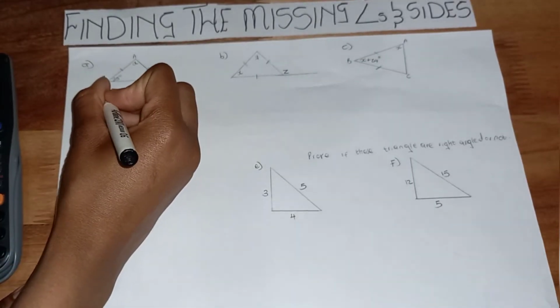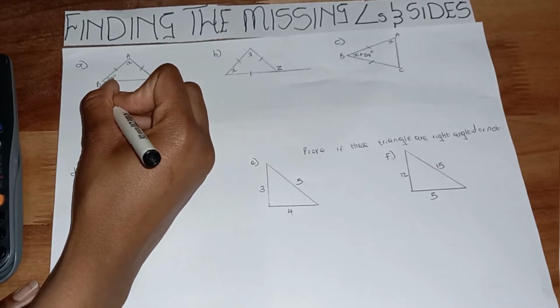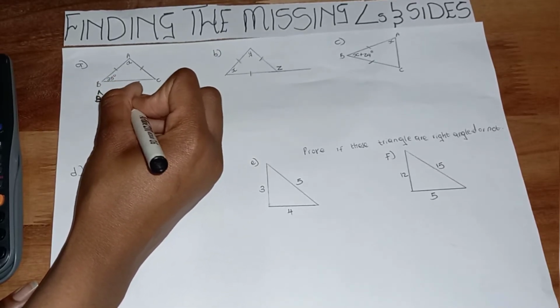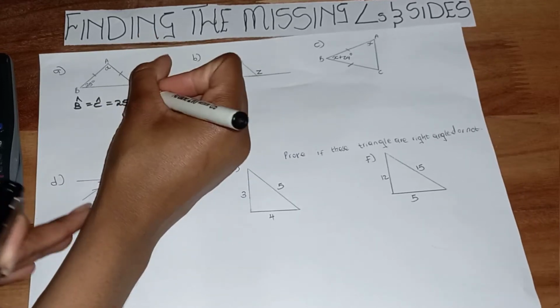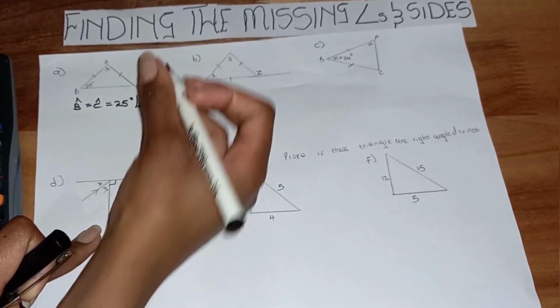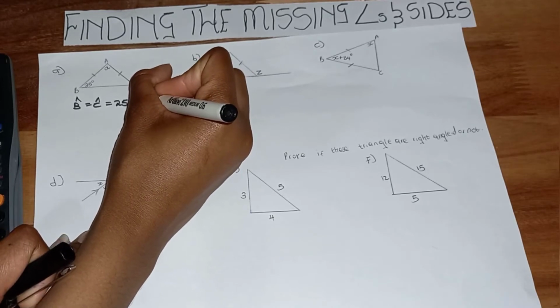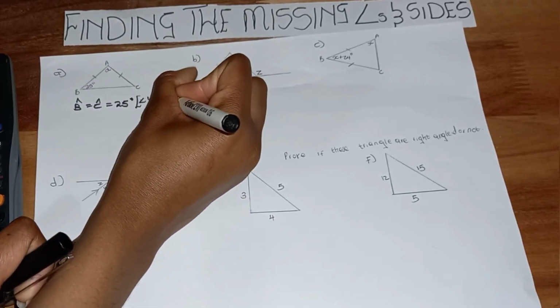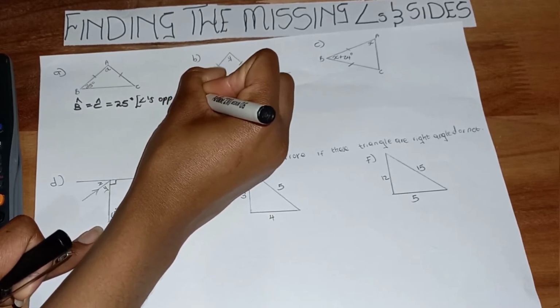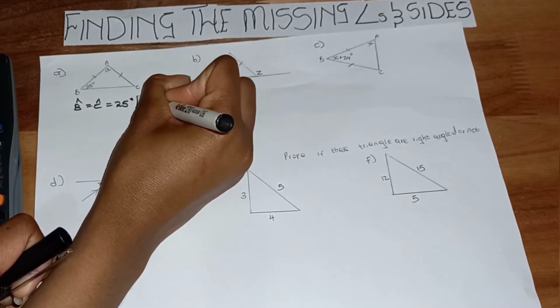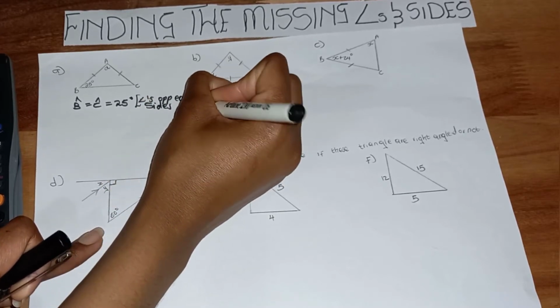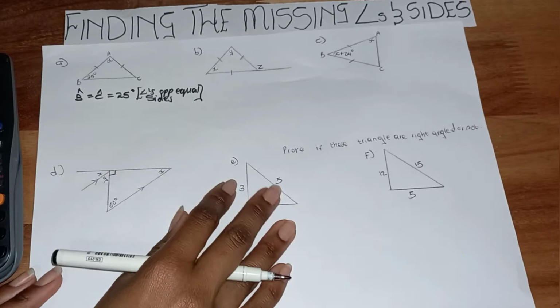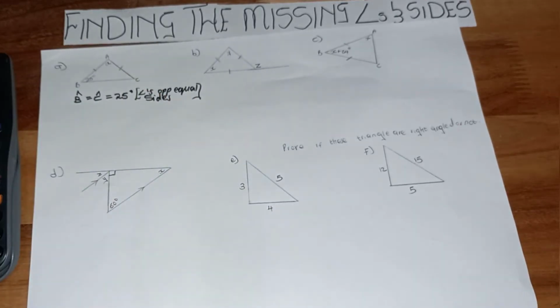So it will be angle B equals angle C, which is equal to 25 degrees. Why? Because they are angles opposite equal sides. In geometry, it's all about giving reason. Your reasons matter. So now you have solved for angle C, but angle C is not what they're looking for. What are they looking for? They are looking for angle X. So angle C is the one that is going to help you to find angle X.